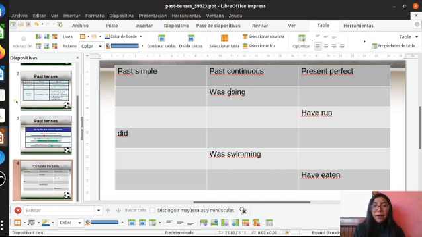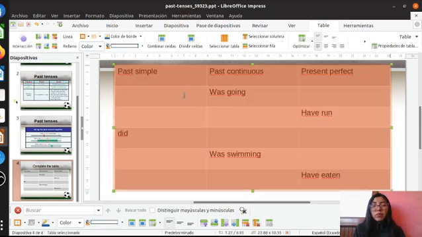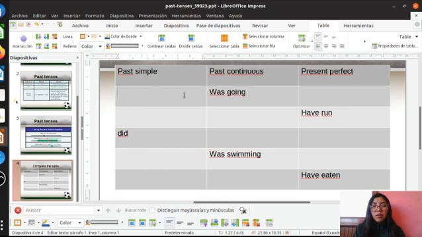Here we have was going. In past simple, what is the form? We have to change the verb in past simple. Porque el verbo es going, ¿no es cierto? Por lo tanto, went. In present perfect, here I have was, so here I'm going to use has, and the verb in the past participle form: has gone. That's right.